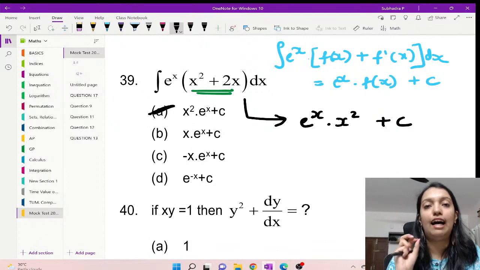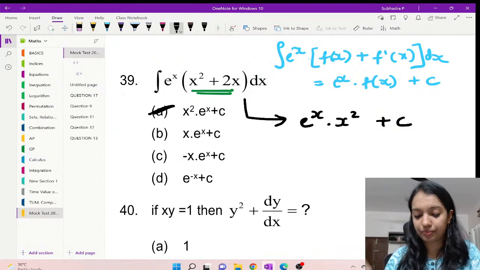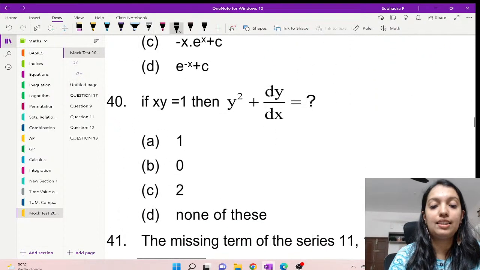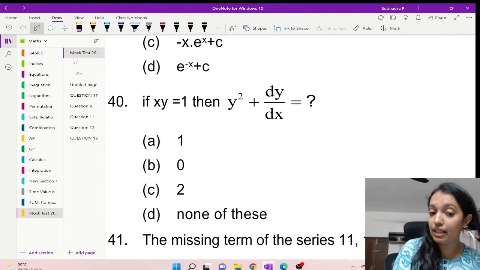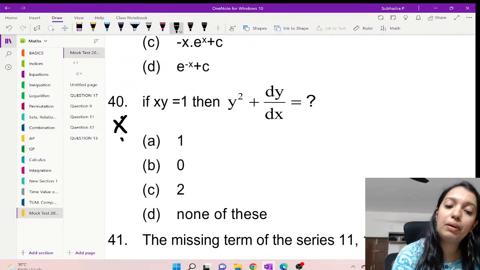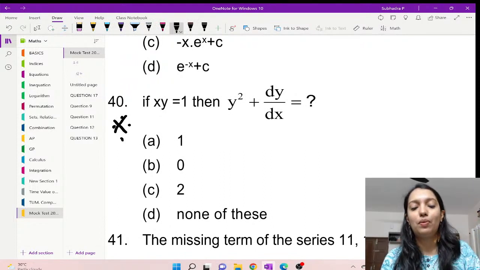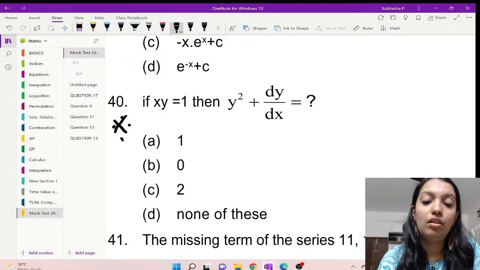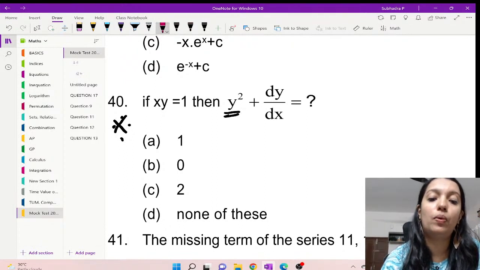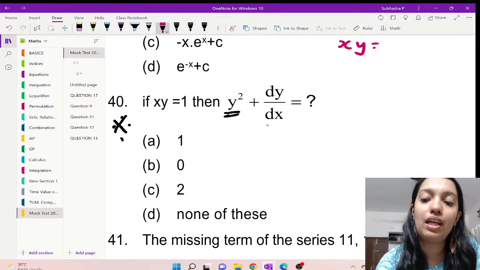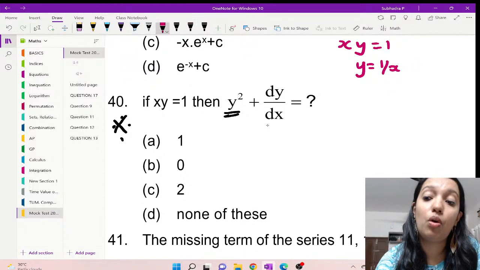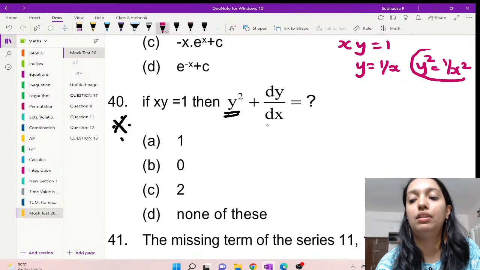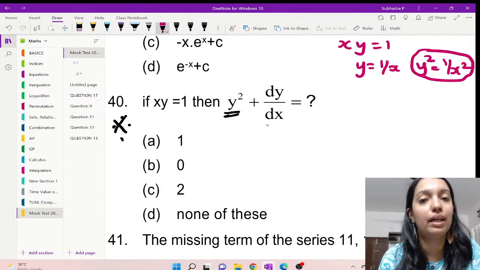Next, last question from mathematics. xy is equal to 1. Find y square plus dy by dx. Now this is most frequently repeated examination question. xy is equal to 1. You want value of y square. xy is 1, so what is y value? 1 by x. What is y square value? 1 by x square. Remember this. So here I can write 1 by x square.